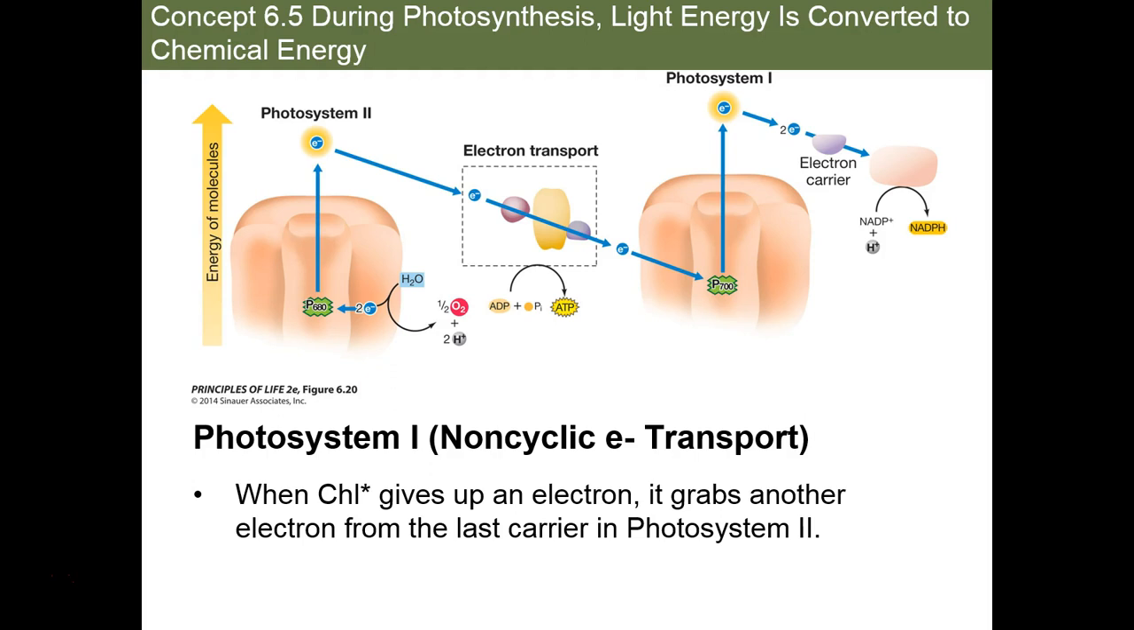Photosystem 1 also receives light energy, just like photosystem 2. When the chlorophyll in photosystem 1 becomes excited, the electron will leave and end up reducing NADP+ to NADPH. The electron that leaves the chlorophyll must be replaced, and it comes from the last electron carrier in photosystem 2, thus the name non-cyclic electron transport.